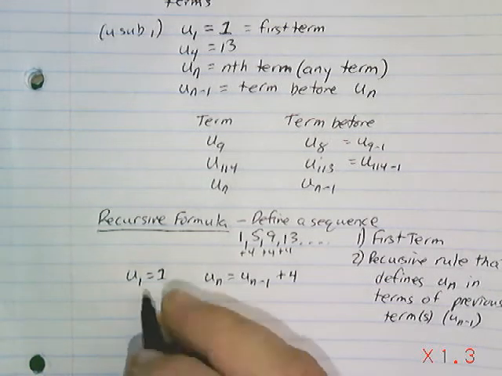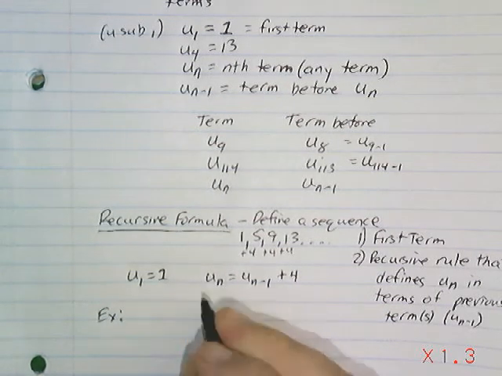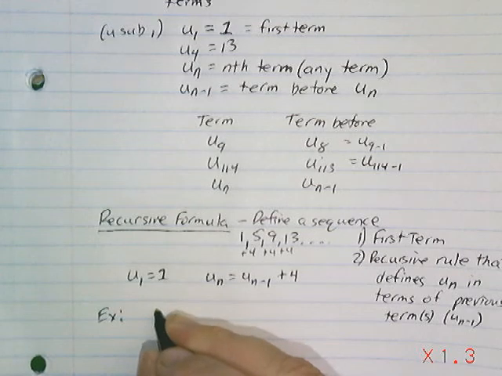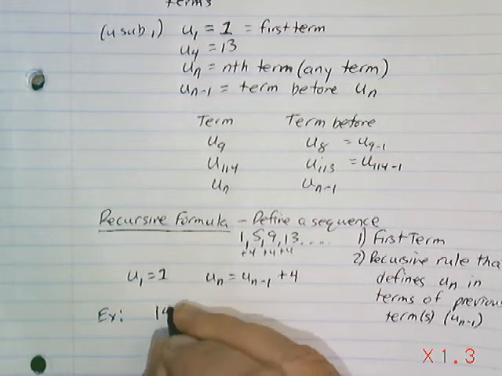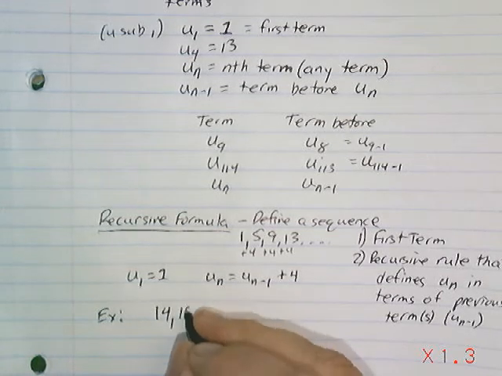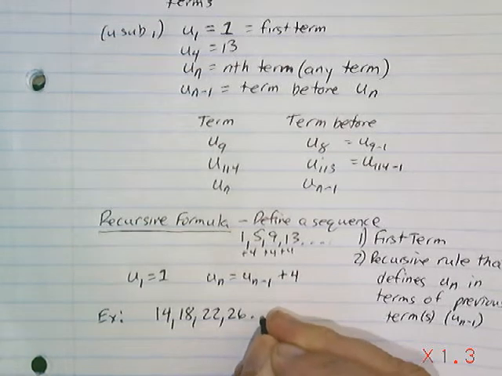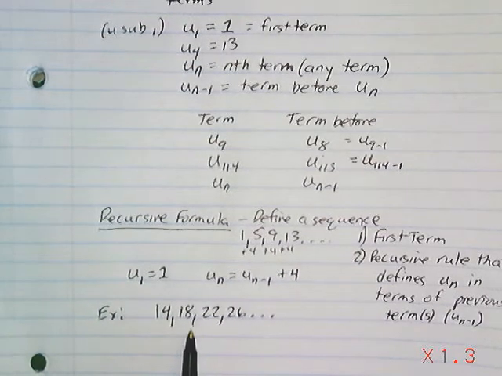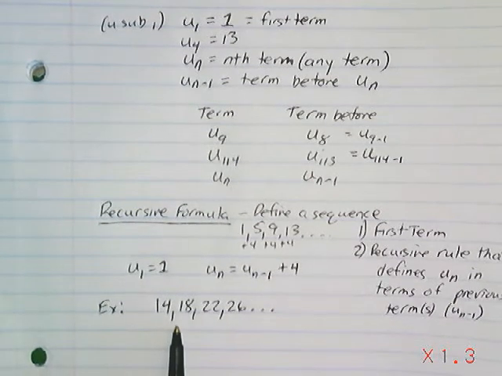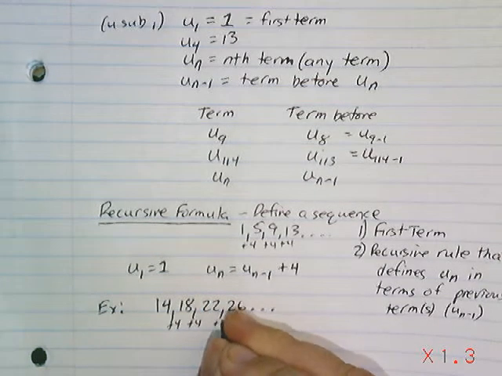An arithmetic sequence is determined by adding or subtracting a constant. For example, the first time we said we were adding 4. We could subtract 3. We could subtract 1.5. But it looks like this.